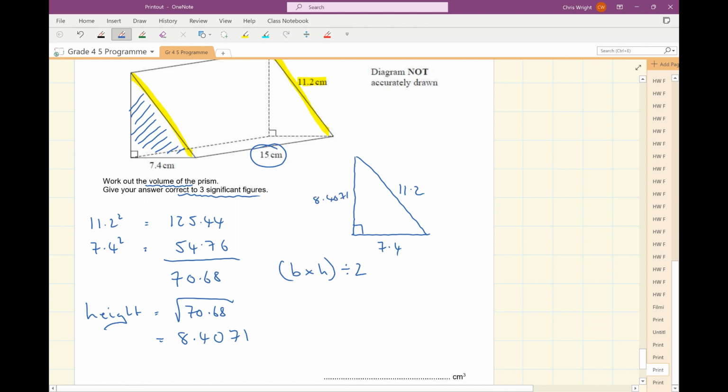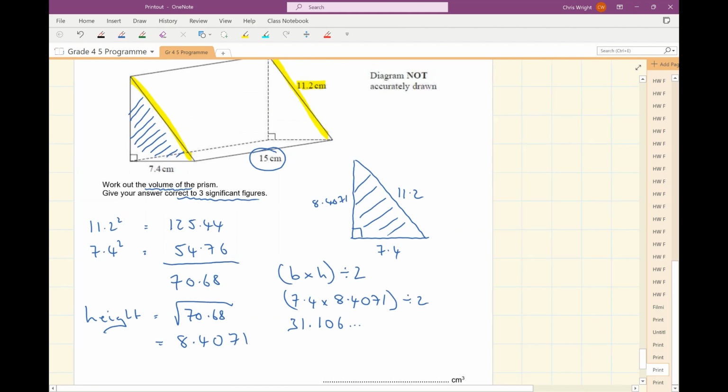So this is 8.4071. So now I can find the area of that. It's going to be the base, 7.4, times the height, 8.4071, divided by 2. Okay. That gives me an area of 31.106, and so on. Now I need the volume, don't I?